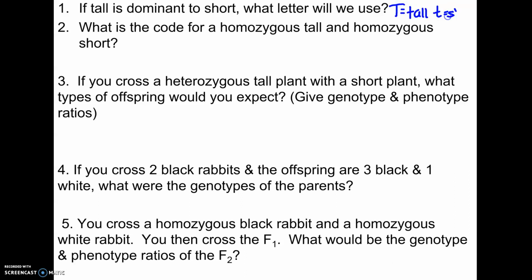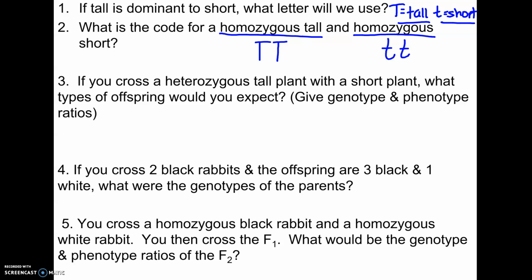What you don't want to do is use two different letters. That would be a problem. So, big T for tall, little t for short. What is the code, number 2, for a homozygous tall and a homozygous short? Homozygous means the two letters are the same. If tall is dominant, homozygous tall would be big T, big T. Homozygous short would be little t, little t.